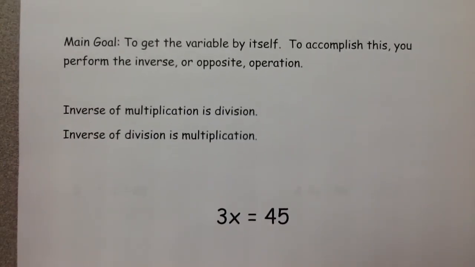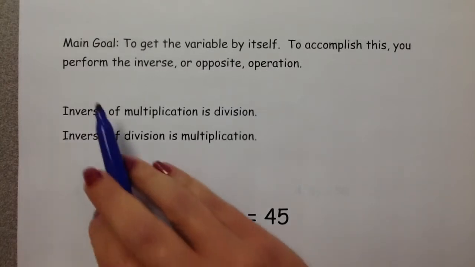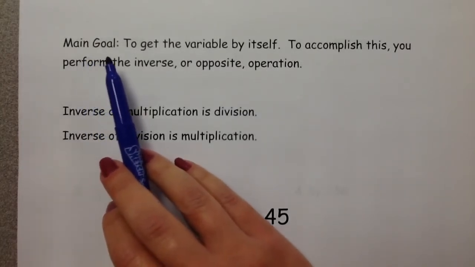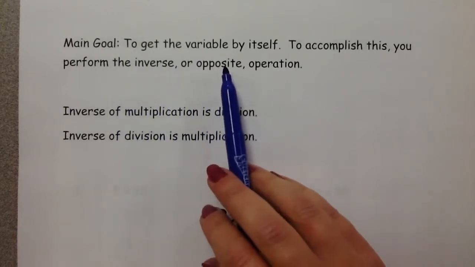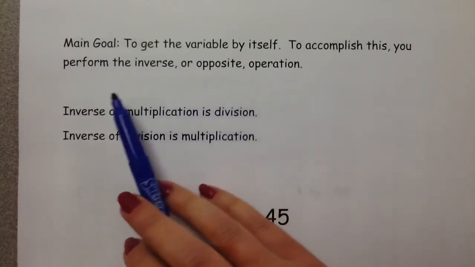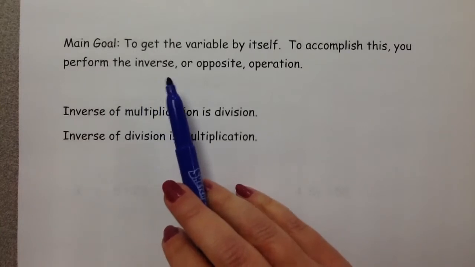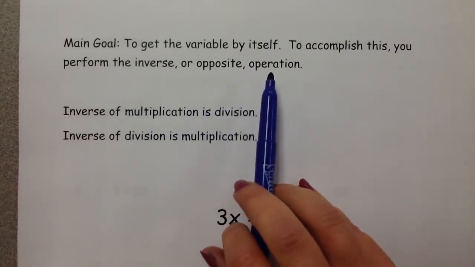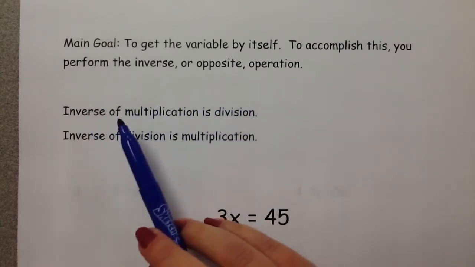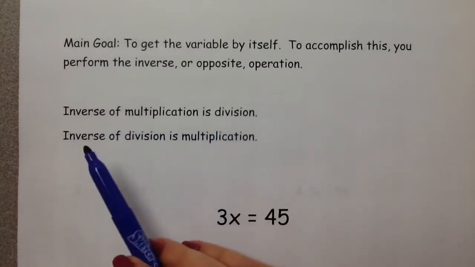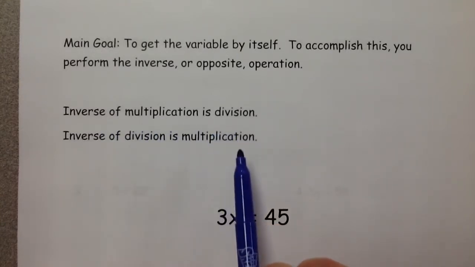This lesson is actually extremely similar to lesson 4-2. In that one we were working with adding and subtracting in algebraic expressions. This one we're just working on multiplying and dividing. So again, our main goal, whenever we see an algebraic expression, I tell the children, is to get the variable all by itself. To accomplish this, you again perform the inverse or the opposite operation. The inverse of multiplication is division, and the inverse of division is multiplication.